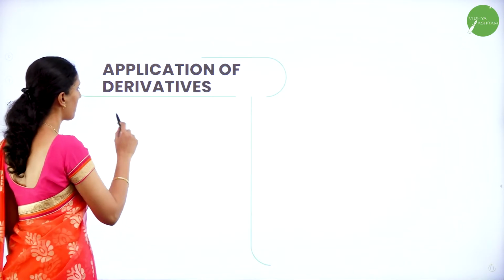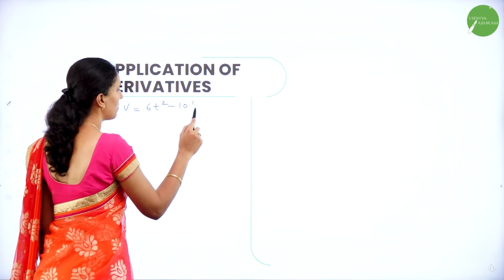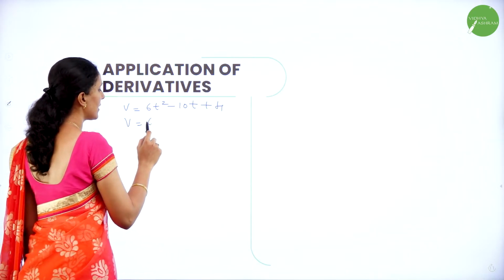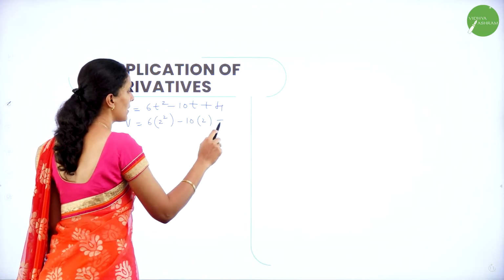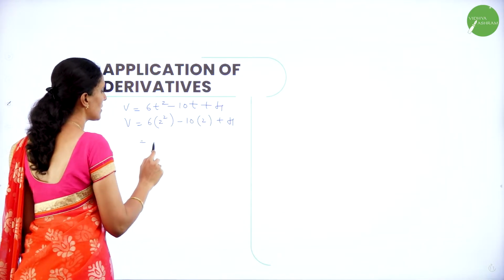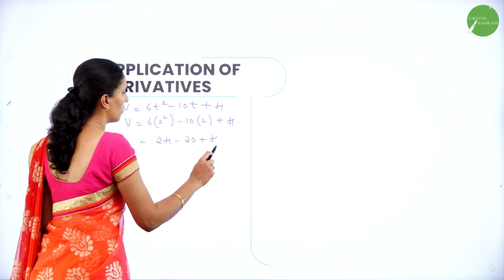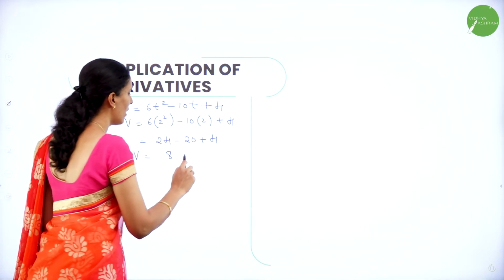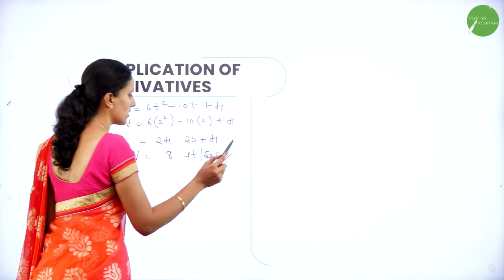Velocity v is equal to 6t square minus 10t plus 4. So at time 2, it is 6 into 2 square minus 10 into 2 plus 4, which is 24 minus 20 plus 4. Velocity is equal to 8. The unit given is feet per second. So this is the velocity.